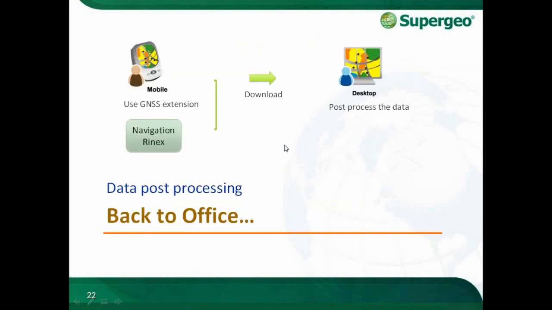So in this section, we will use the desktop to post-process the data from the mobile devices, and you have to copy the data from the mobile devices to your desktop. You also have to download two files, which are a navigation file and a RINEX file, from the website of an international organization.